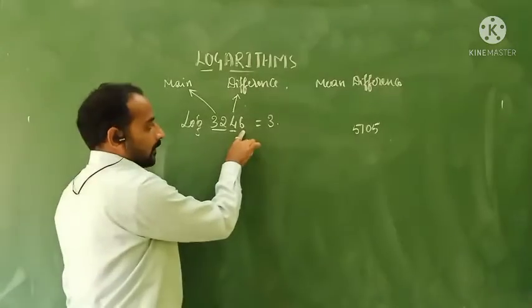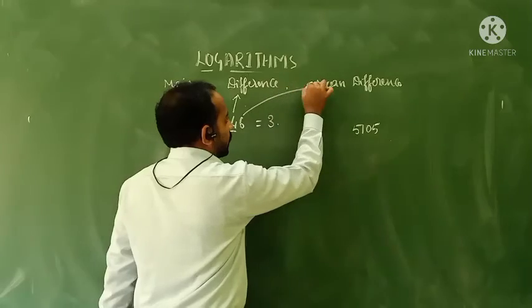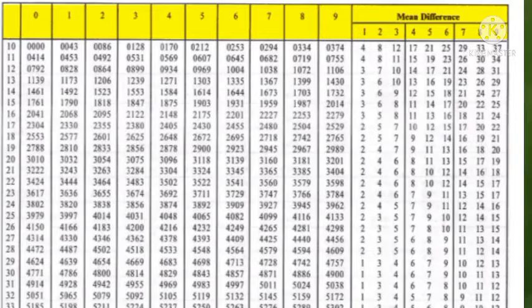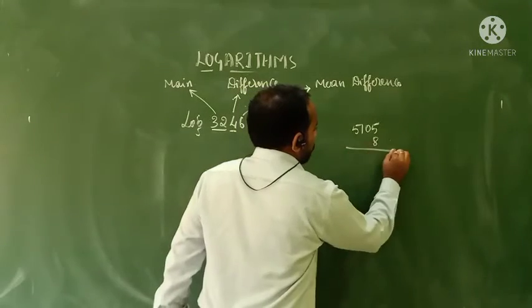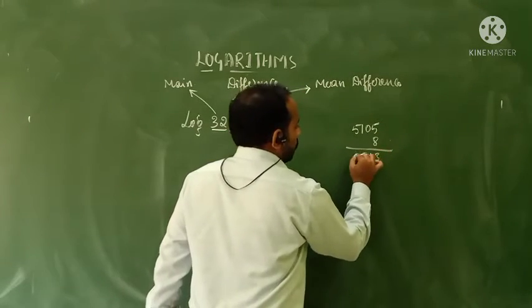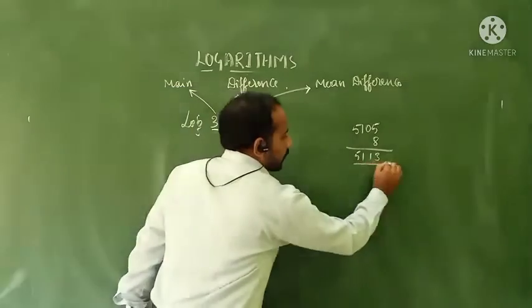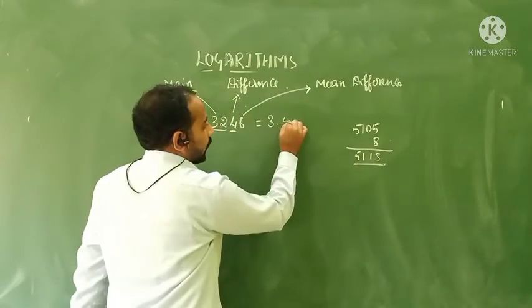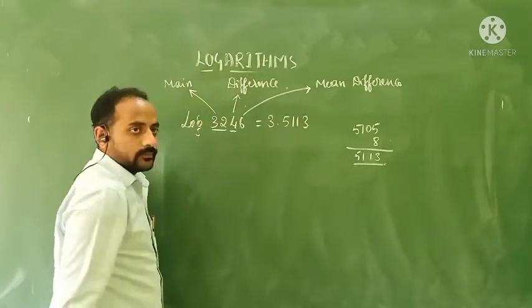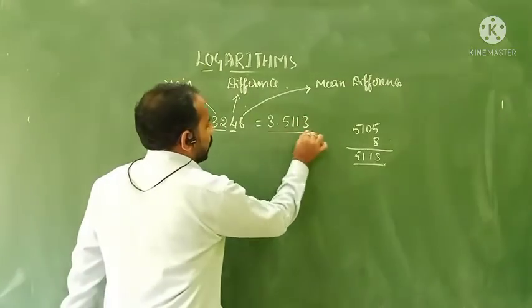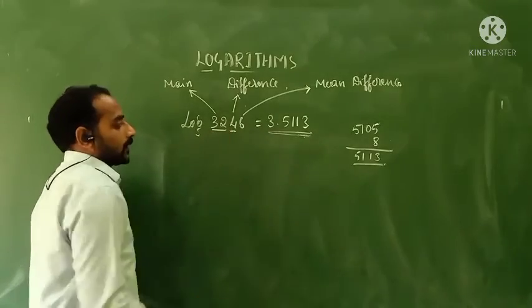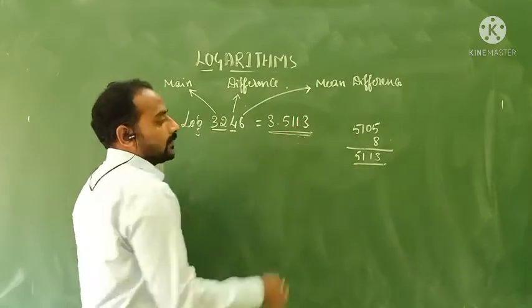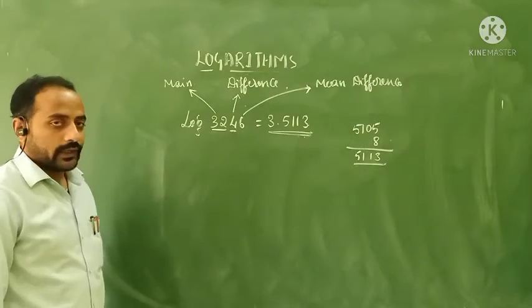There is one more digit, the last digit, and this value we find in the mean difference. Go to the mean difference column. So go to 6. What you will get, till 32 if you come down, it is 8. Add this 8 here. How much? 5105 plus 8, so now I got the answer 5113. Now this is the value of log 3246, that is 3.5113. This is how we are going to find it.